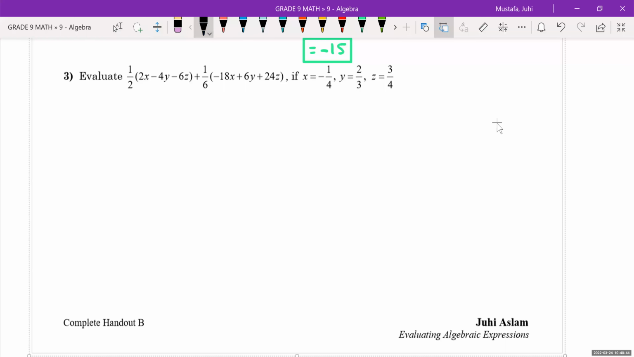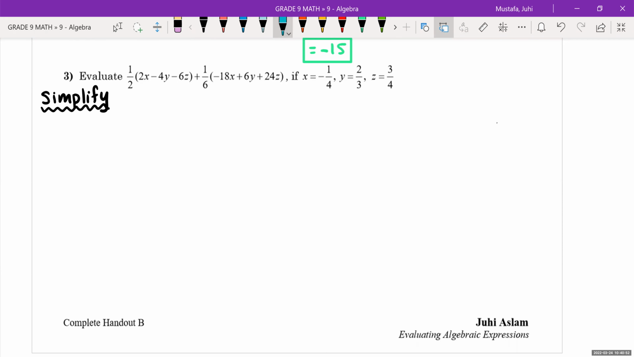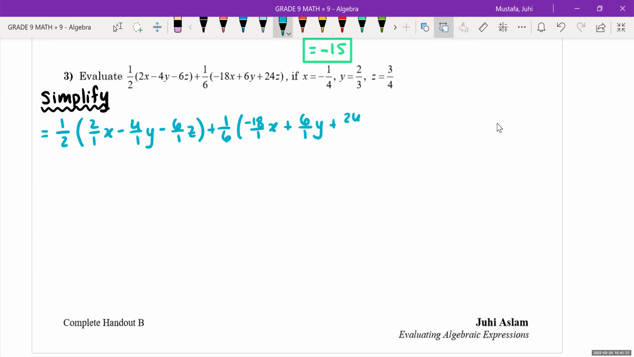Okay, so for question number 3, we're going to begin again by simplifying first. I noticed this question has a lot of fractions, so I'm going to rewrite it so that it's a little bit easier to understand. It is going to be a half bracket 2 over 1x minus 4 over 1y minus 6 over 1z plus 1 over 6 minus 18 over 1x plus 6 over 1y plus 24 over 1z.